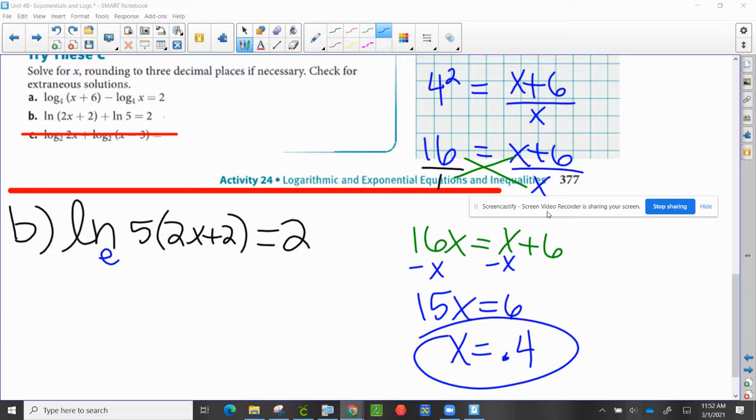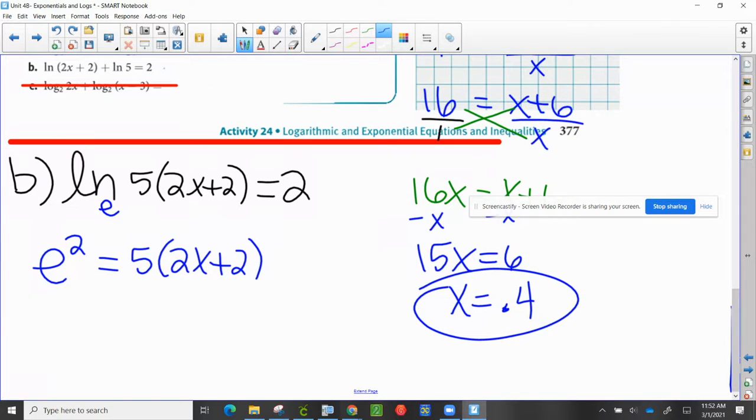So let's go over that. So we have our base e. We're going to do e to the second power is equal to our expression here, 5 times 2x plus 2. So let's simplify this a little bit. 5 times 2x plus 2 is going to give me 10x plus 10 equal to e squared.